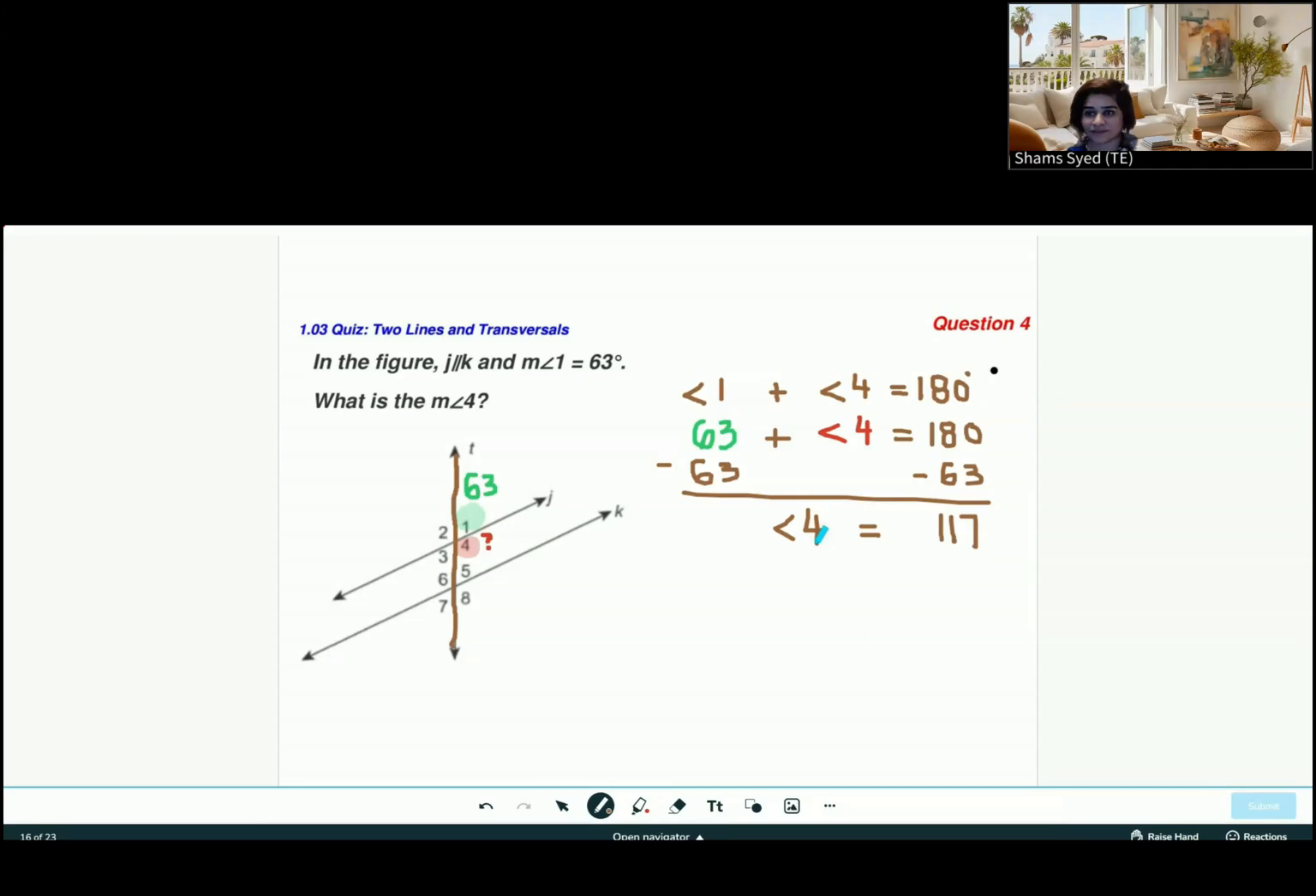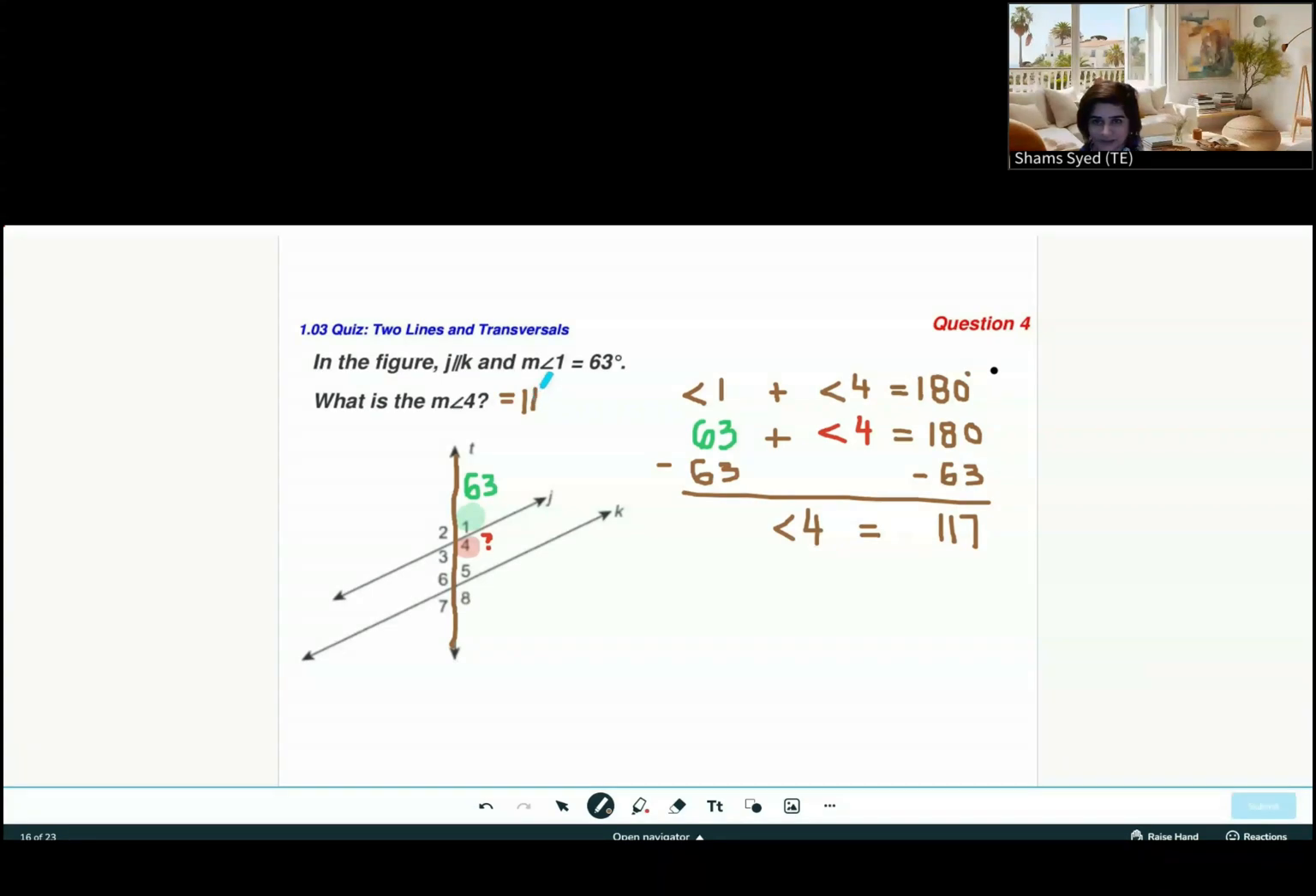Angle 4 is 117 because angle 1 and 4 lie on a straight line. If two angles lie on a straight line, they actually add up to 180. Right, Bryson? Probably have learned this one, right? Straight lines make 180 degrees. The measure of angle 4 is going to be 117.